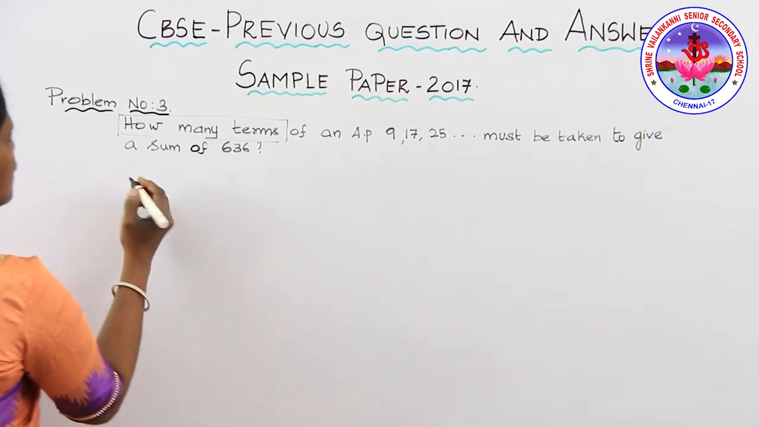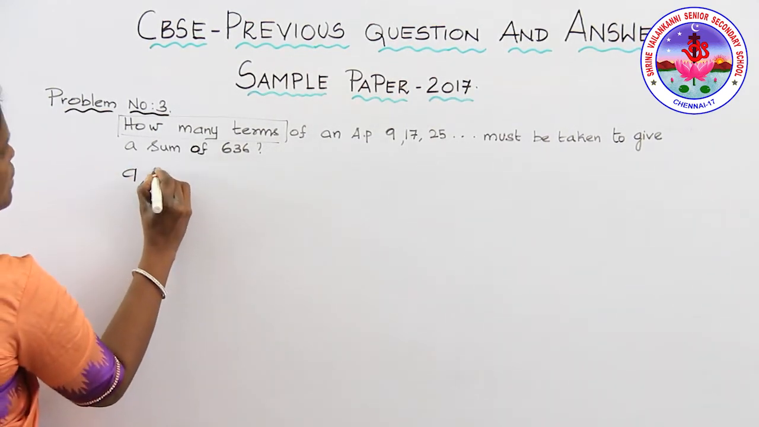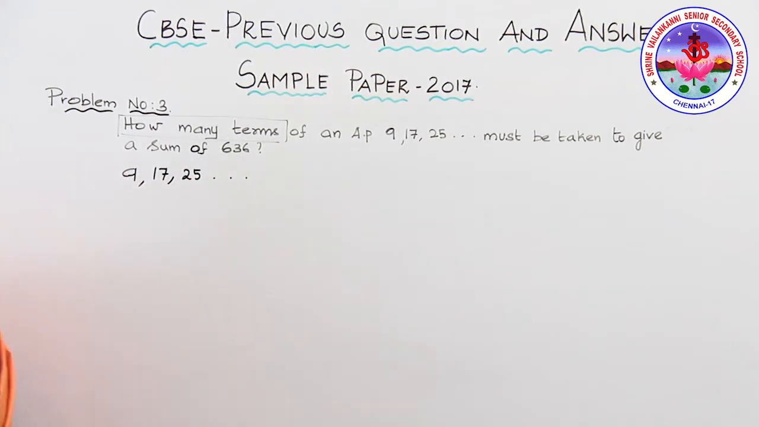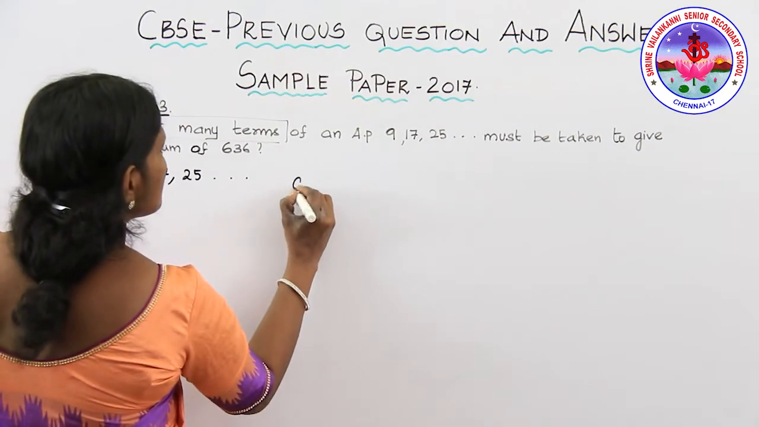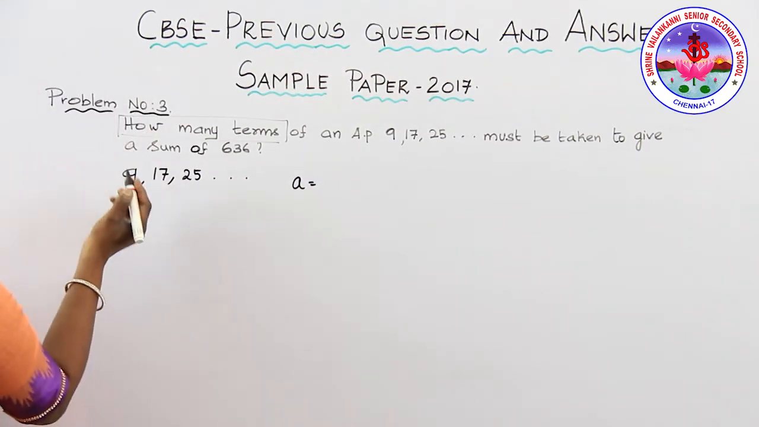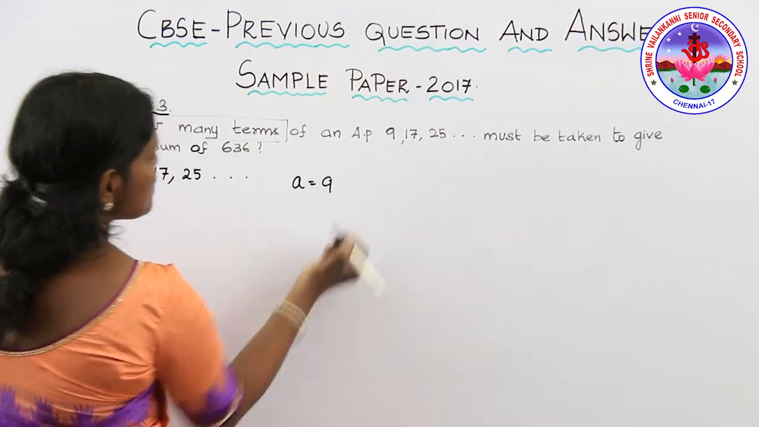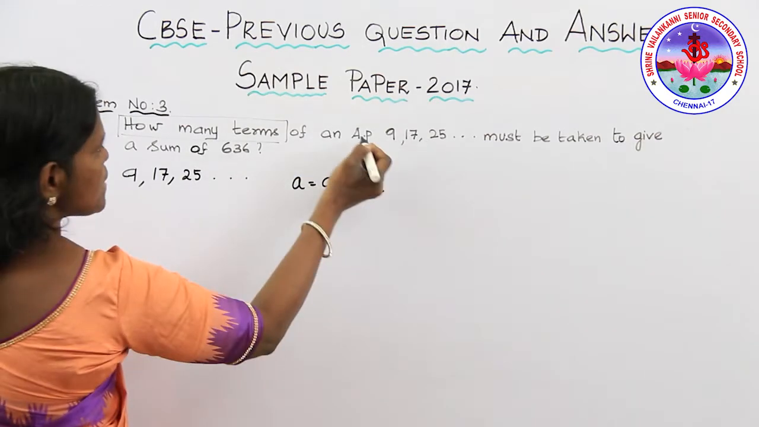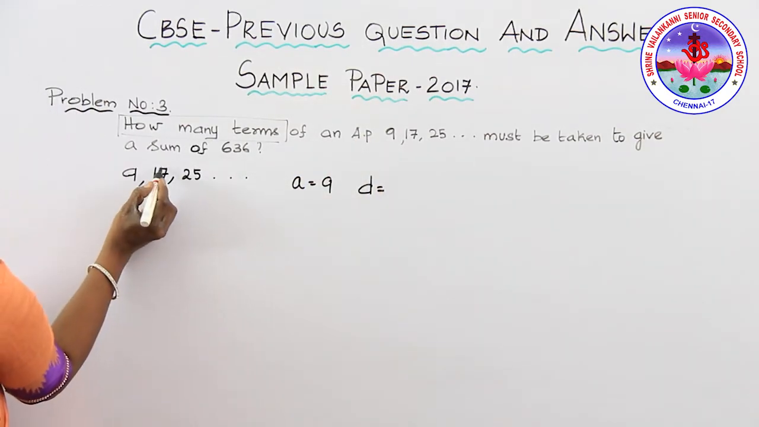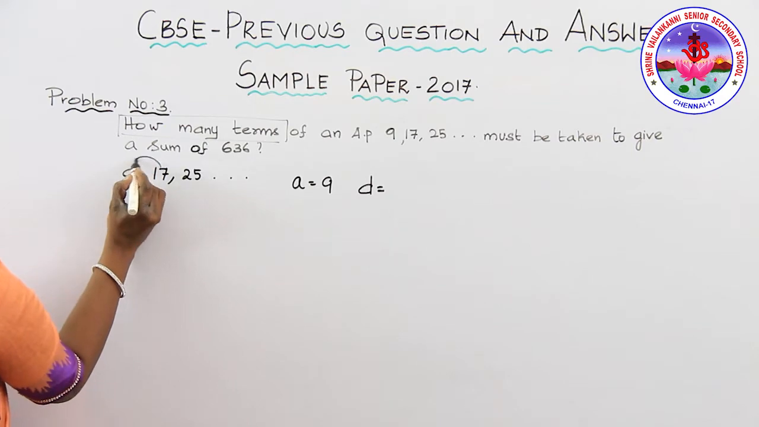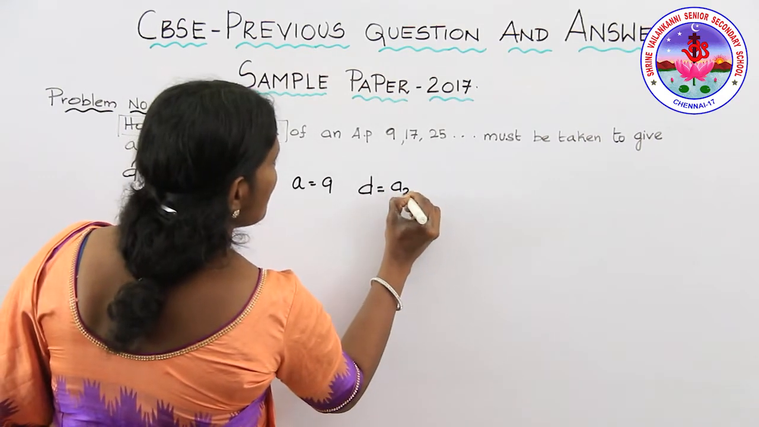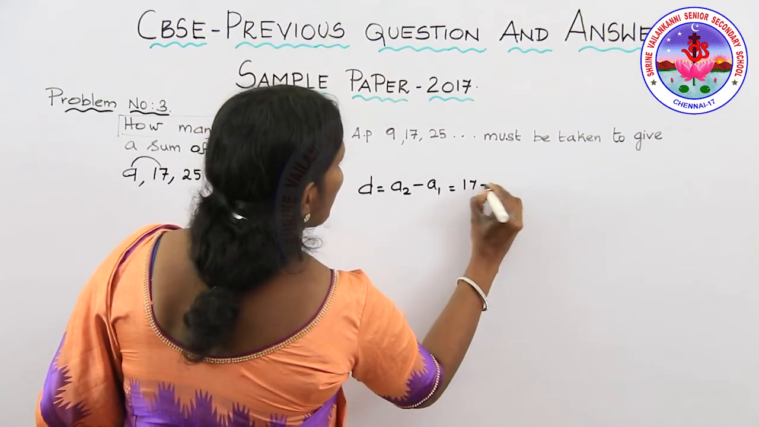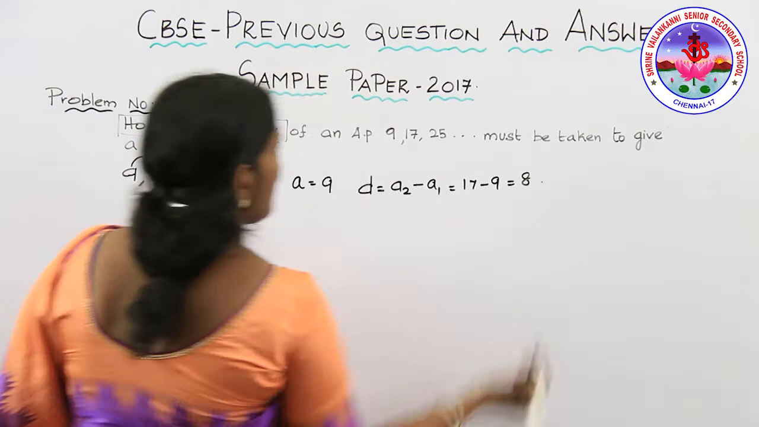So I am going to write the sequence now: 9, 17, 25 and so on. First I am going to write the first term, which is called A1 or a. So I am taking a as 9 and I need to find the common difference. Since the sequence is an AP, my common difference can be found by subtracting A2 minus A1, that is the second term minus the first term, which is equal to 17 minus 9, which is 8.